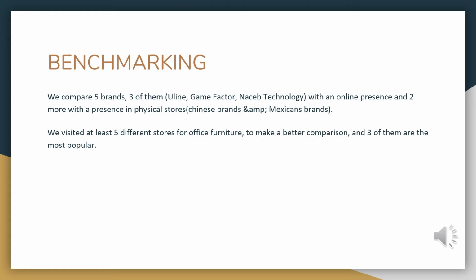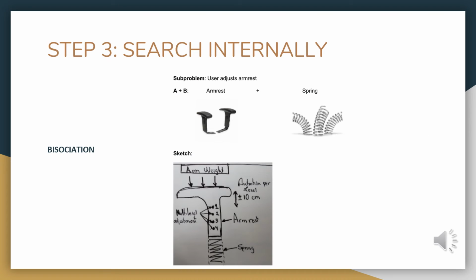For benchmarking, we compared 5 brands, 3 of them, Uline, Game Factor, and Needs Technology, with an online presence, and 2 more with a presence in physical stores, Chinese brands and AMP, Mexican brands. We visited at least 5 different stores for office furniture to make a better comparison, and 3 of them are the most popular.